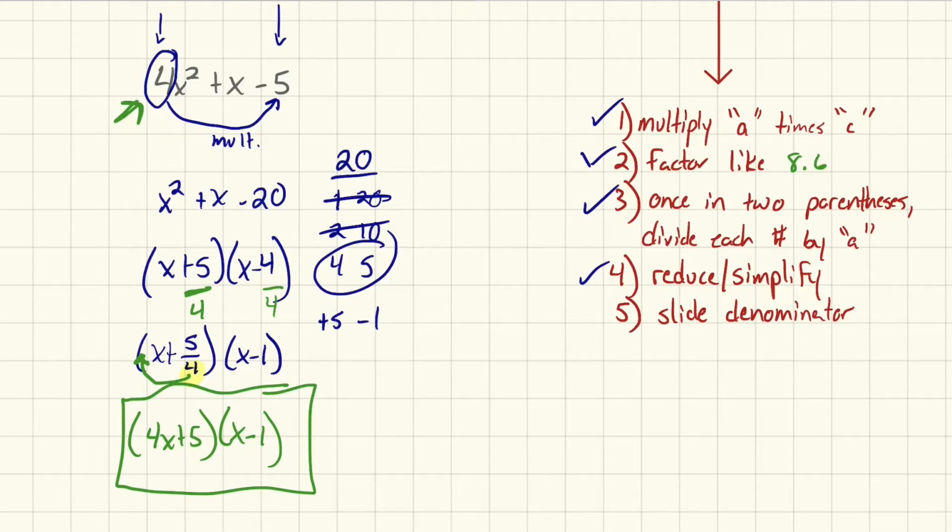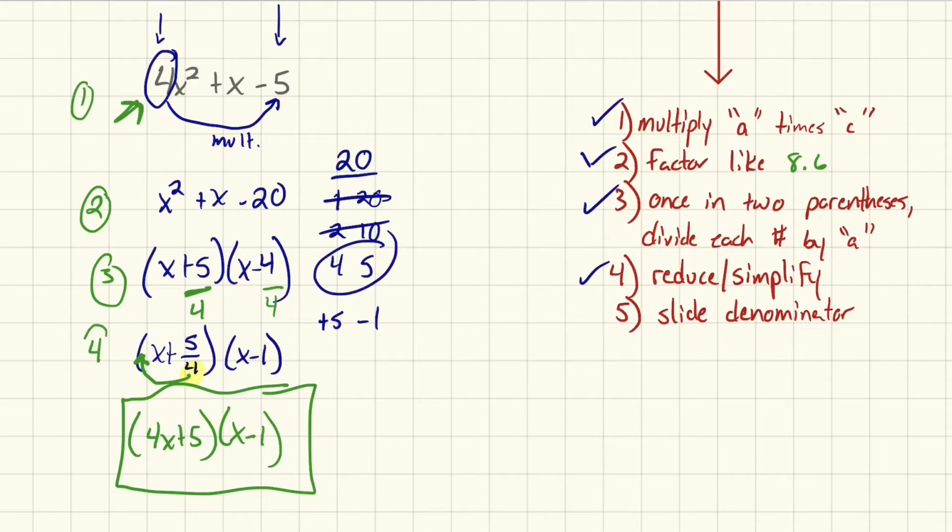Let's go back over that one more time just so we can see it. Step number 1, we multiplied A times C. Step number 2, we factored the problem as normal, or as we learned in 8.6. Step number 3, we divided both sides by A.